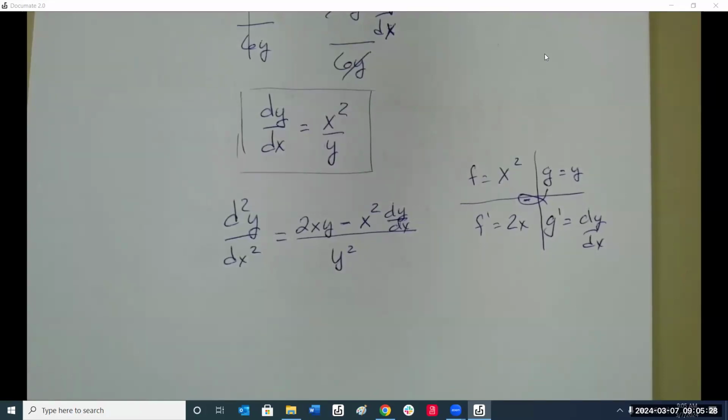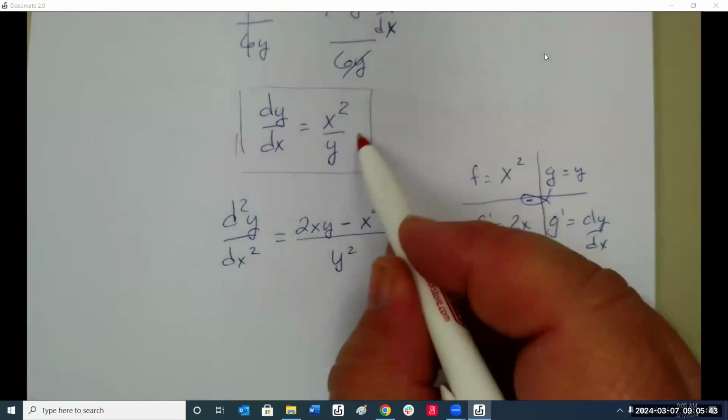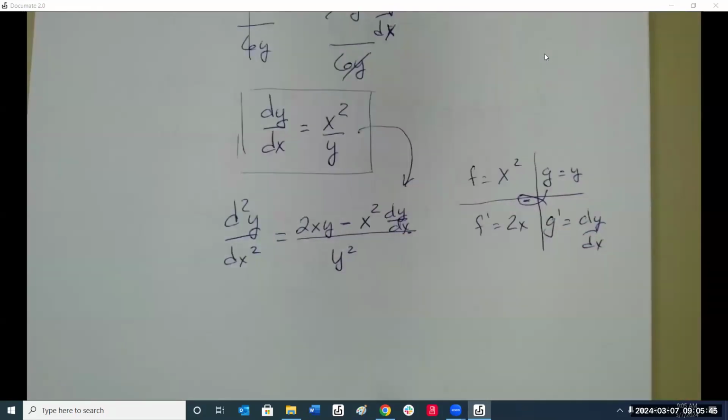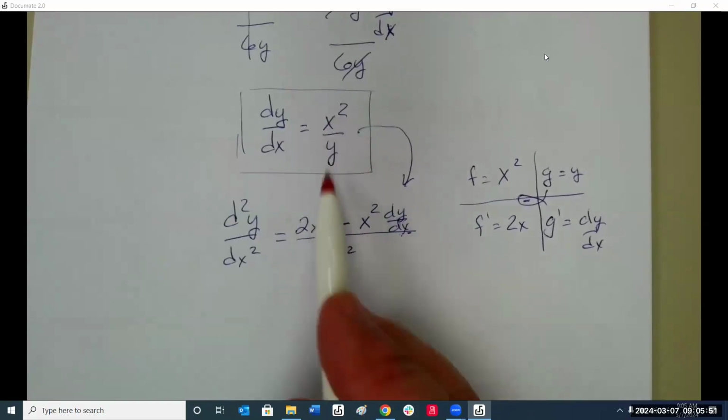Are we done? Is that the second derivative? Why not? Because what? Well, this is the second derivative. Don't we know what dy/dx is? Yeah, so now what we gotta do is plug that in there, because we can't have this inside there, because it means nothing to us. We have to plug that in there.